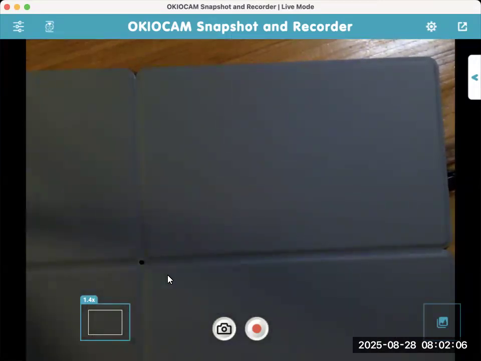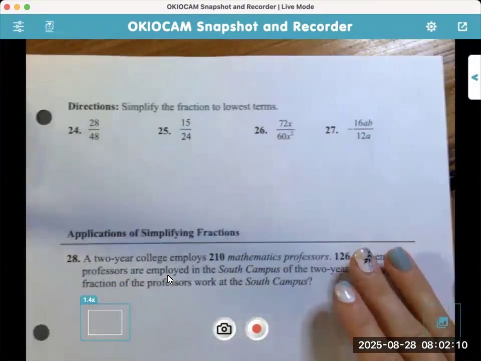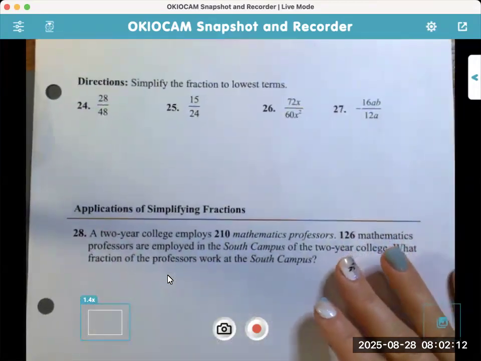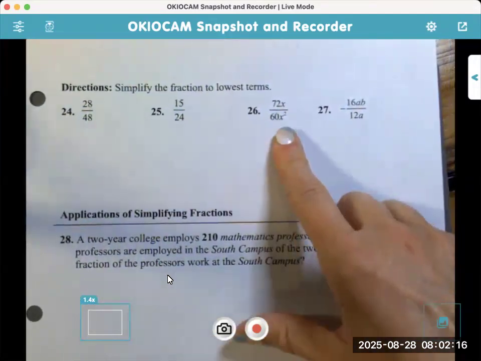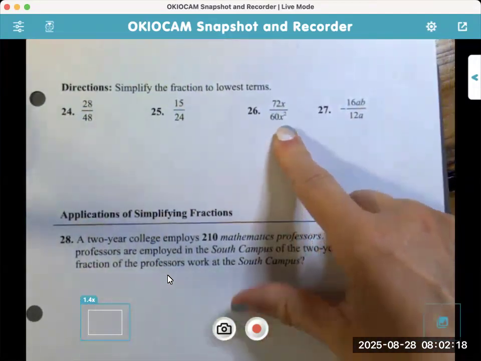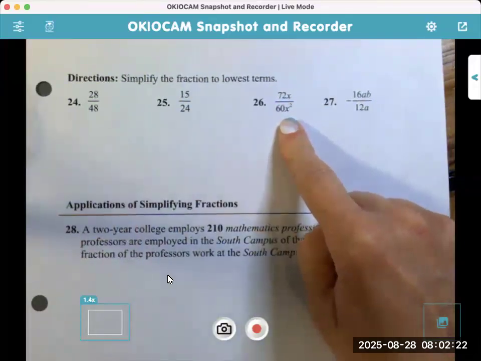Last page, y'all. You're doing so good. Okay, so simplify the fraction to lowest terms. Let's see, how about I'll do this one, and then I want y'all to pause the video and try the others on your own.